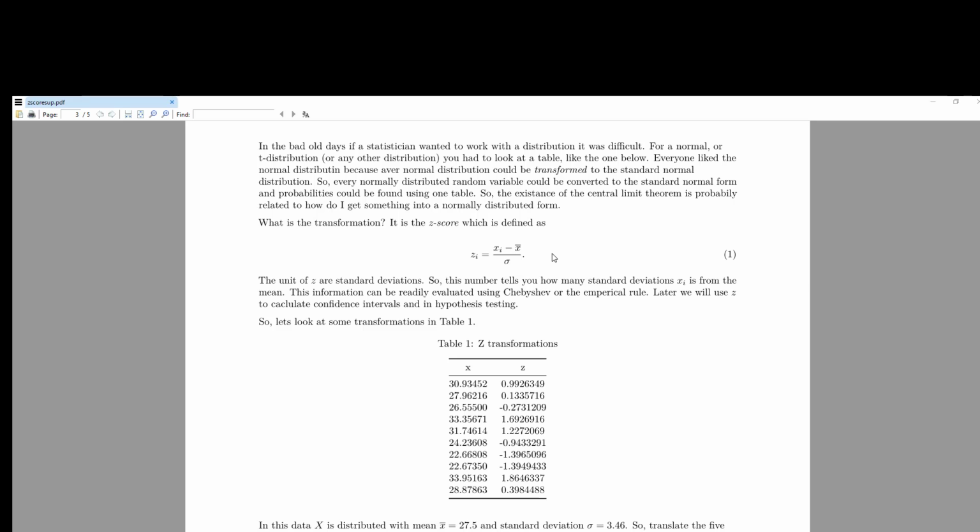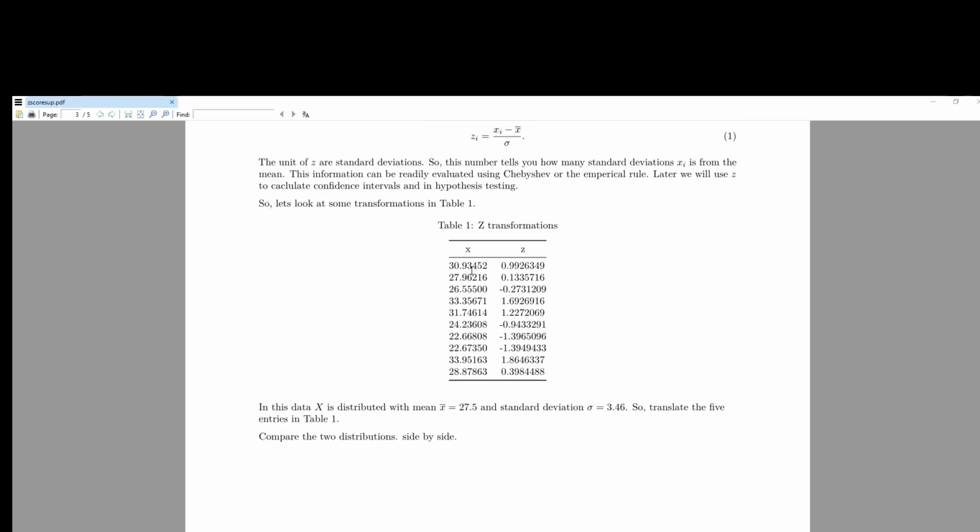For right now, let's look at this table, table 1. Here are some measures of a random variable x. I actually chose them from something that had a mean of 27.5 and a standard deviation of 3.46. So I transformed 30.9 to a z equivalent, which was 0.99. So here's what I can say. In the distribution with the mean 27.5 and standard deviation 3.46, the number 30.1 is approximately 1 standard deviation away from the mean. The value 27.9 is about 0.13 standard deviations from the mean.